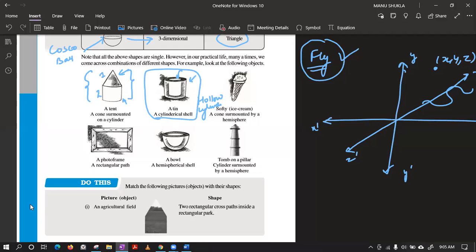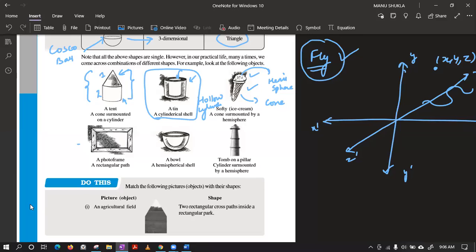Now, this one, ice cream. Class, it is again a combination of two figures. We can consider the top as a hemisphere and the bottom as a cone. We always want cone ice cream. So this is the cone at the bottom and hemisphere at the top.